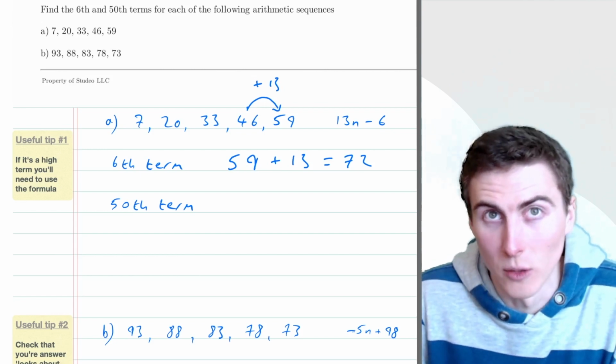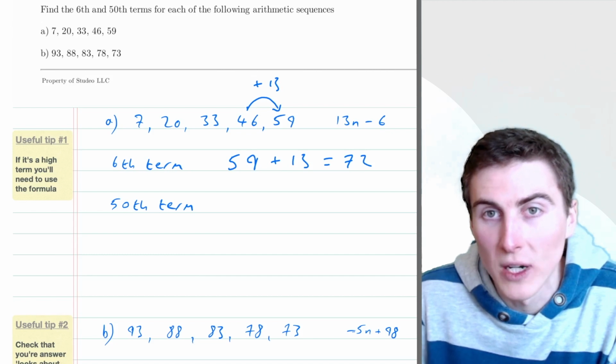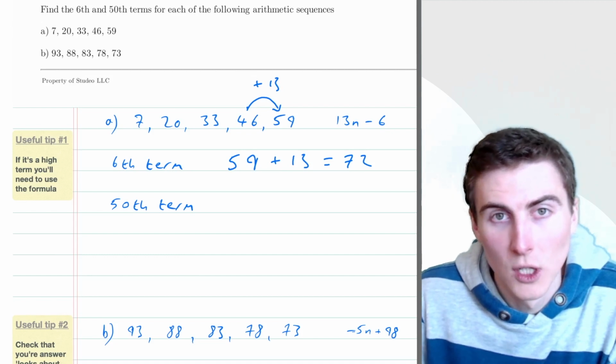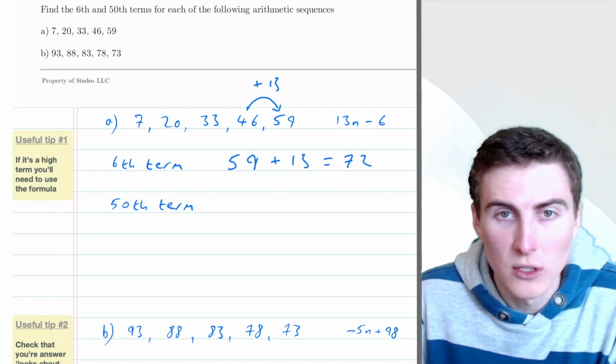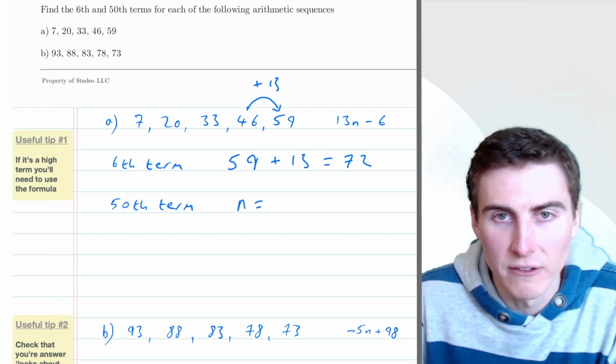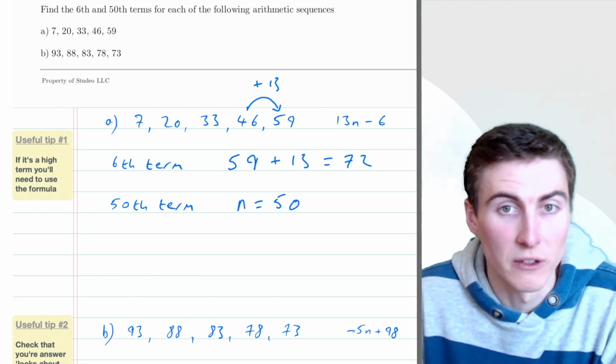The 50th term, though, is much more complicated. Instead, for this one, we're going to have to use our formula. So if we want the 50th term, then we want to find the term when n is 50. That's what the 50th term means. It means n, which tells you the term, is 50.